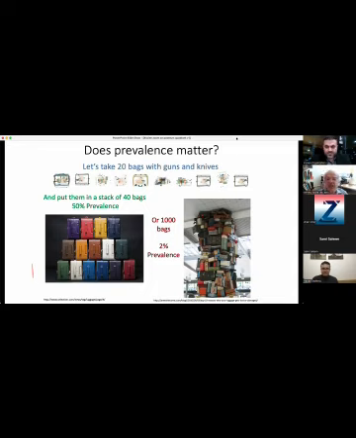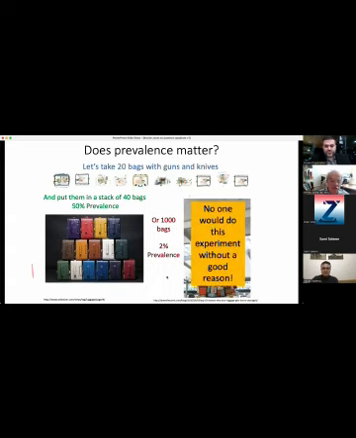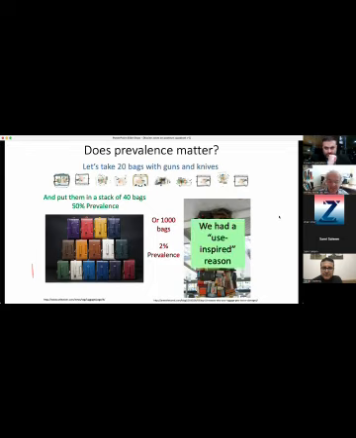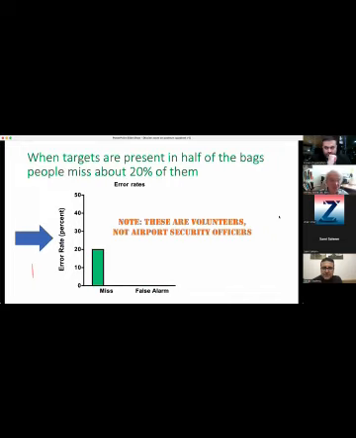That's still higher than it would be in practice, where, of course, real weapons are very, very rare in bags, but at least it's much lower prevalence. Nobody's going to do this experiment unless they've got a good reason. A very boring experiment for the observer. The observer is sitting there going, no, no, no, no, no. And it takes a very long time to even get data on 20 guns and knives. But we did have this use-inspired reason.